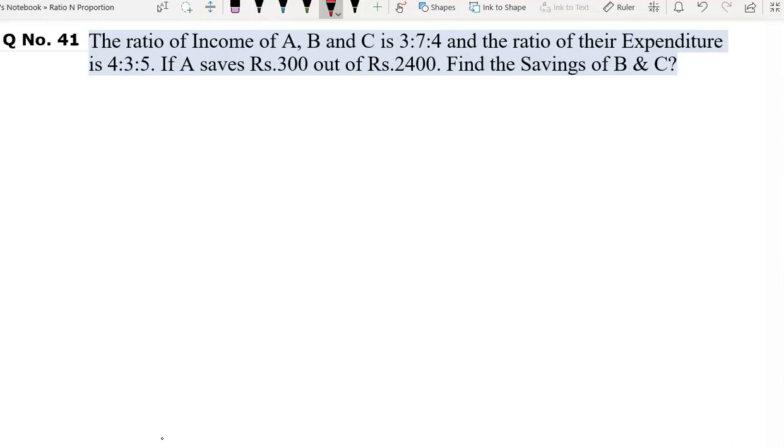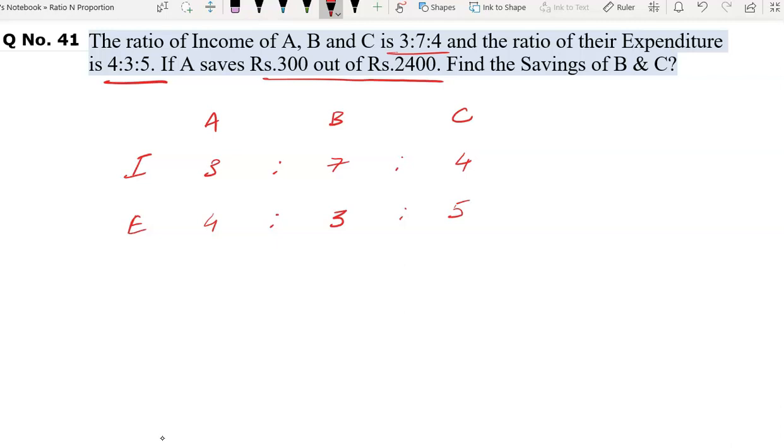Question number 41. The ratio of income of A, B and C is 3:7:4 and the ratio of their expenditure is 4:3:5. If A saves rupees 300 out of rupees 2400, find the savings of B and C. So in this question, we have A, we have B and we have C. And the ratio of their income is 3:7:4. And the ratio of their expenditure is 4:3:5. If A saves rupees 300 out of rupees 2400, find the savings of B and C.